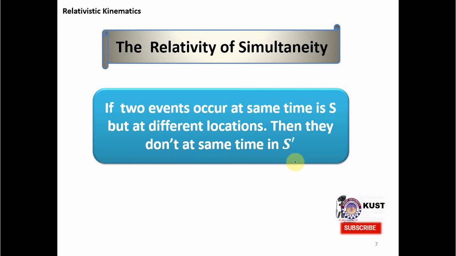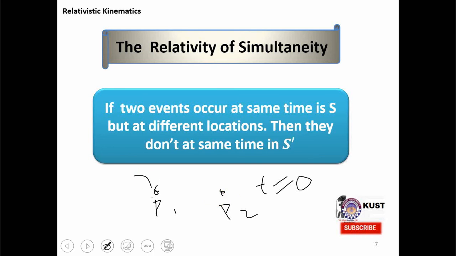So what we mean by this relativity of simultaneity is that if I have two events, for example, event 1, call it P1, and event 2, call it P2. If these two events are simultaneous, that is they occur at the same time, t equal to 0, for example, then in one frame of reference they will be simultaneous, that is they have occurred at exactly the same time. But in the other frame of reference, it is possible that P1 occurs first and P2 occurs later. So the order is changed. We call it the relativity of simultaneity.